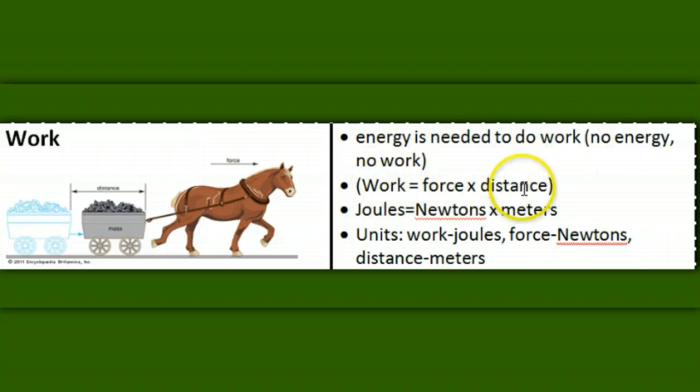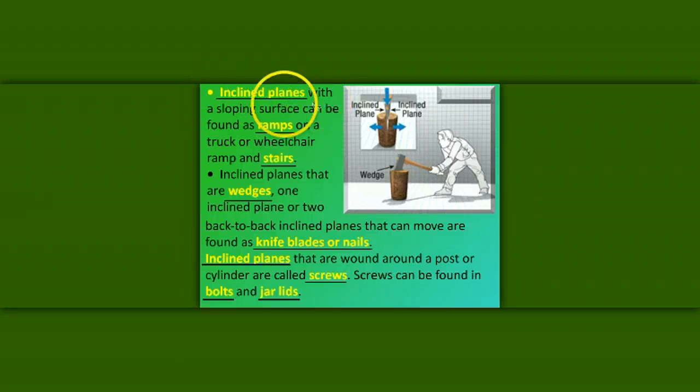Work equals force times distance. Joules is what work is measured in. Force is measured in newtons and distance is measured in meters. The units are work is joules, force is newtons, distance is meters. So inclined planes with a sloping surface can be found as ramps on a truck or a wheelchair ramp and stairs. Inclined planes that are wedges, one inclined plane or two back-to-back inclined planes that can move, are found as knife blades or nails. Inclined planes that are round around a post or a cylinder are called screws. Screws can be found in bolts and jar lids.